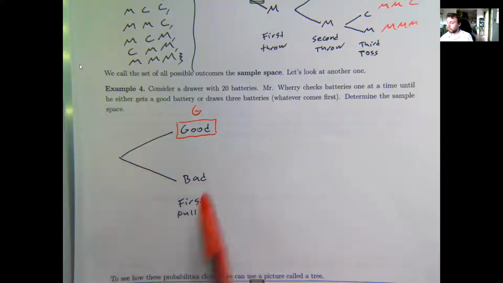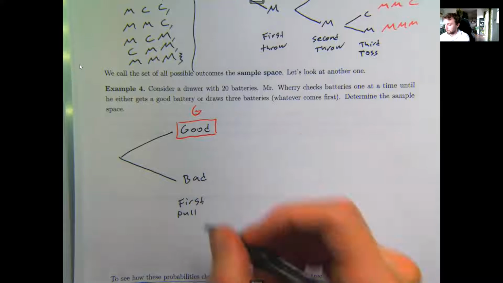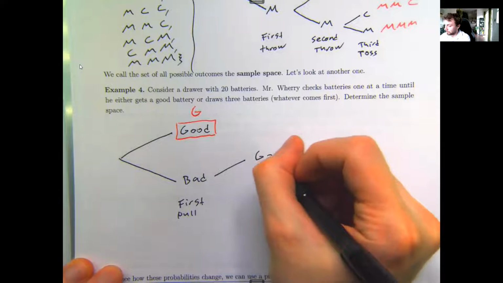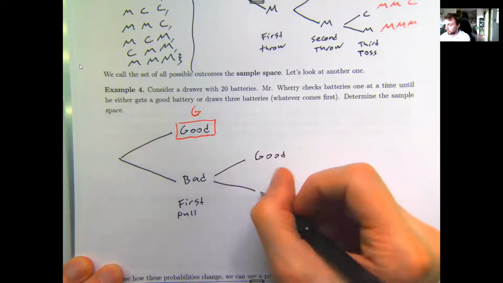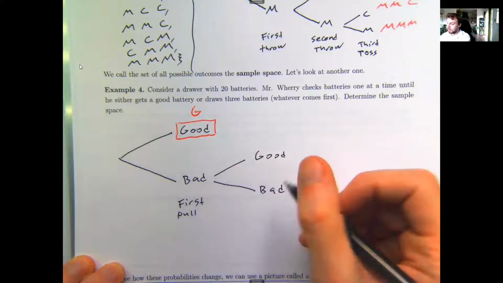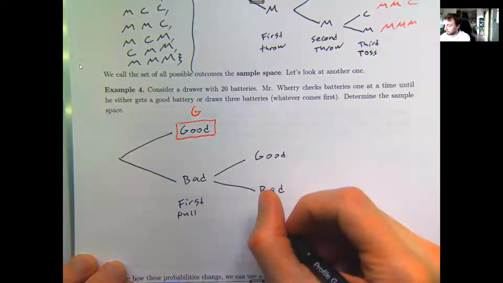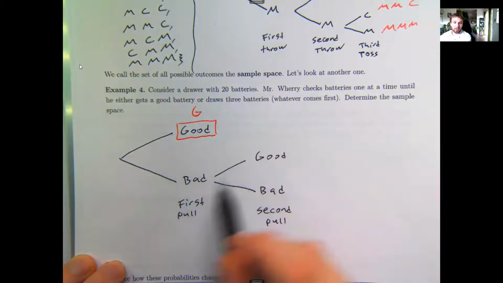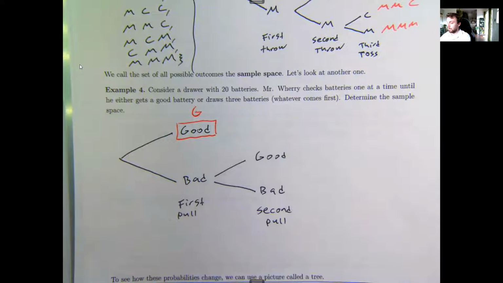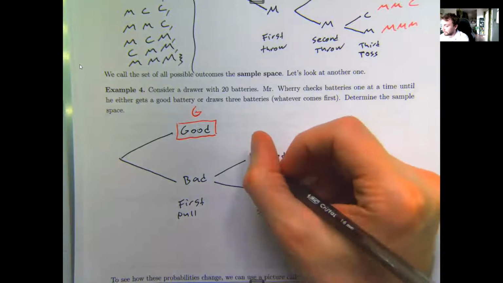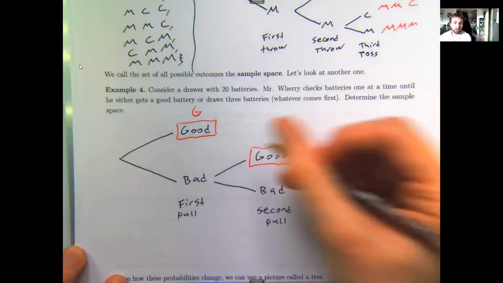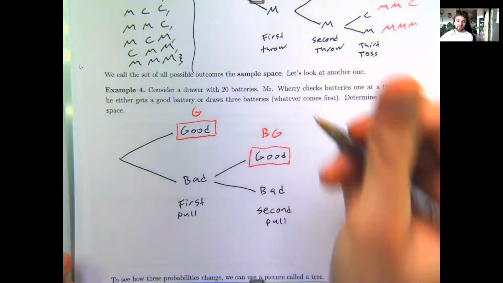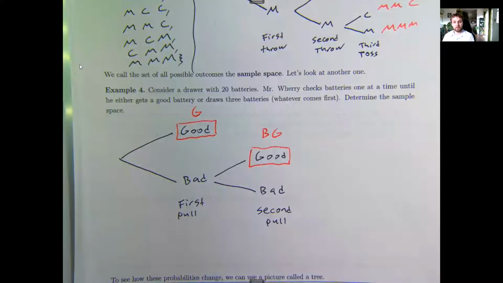If I got this bad one, I would keep pulling them. And the options for those next pulls, this could be either good or could be bad. If I got this second pull of a good, a bad, and then a good, I would stop here because I have that working battery, I'm good to go. So the combination B and then G would also be a stopping sequence.